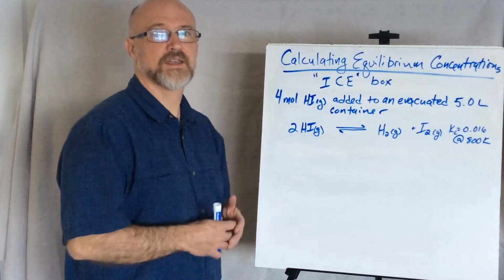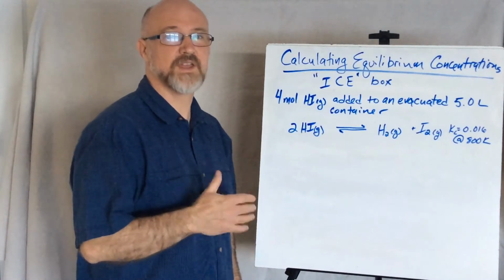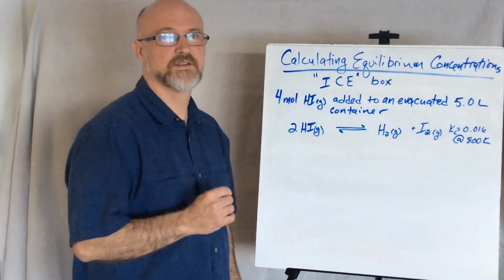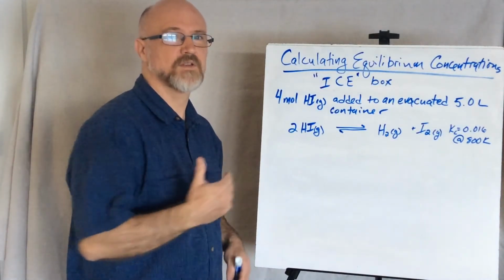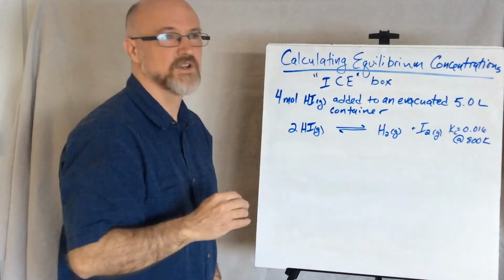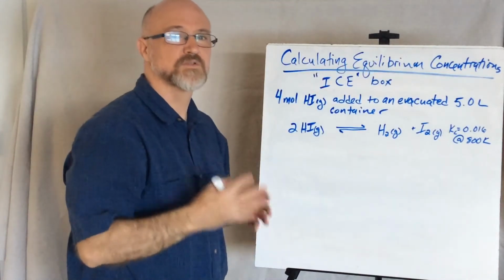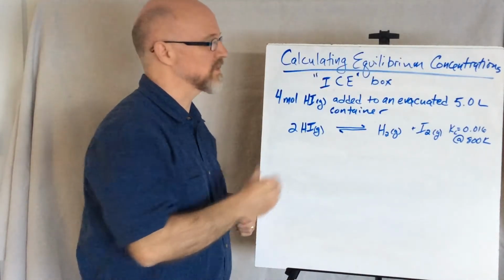So let's talk about calculating equilibrium concentrations if we have the constant. So how can we do that? There's a method called an ICE box, which is the way we're going to calculate equilibrium concentrations. Let's work through an example to see how this works.